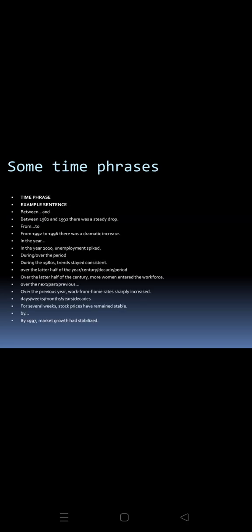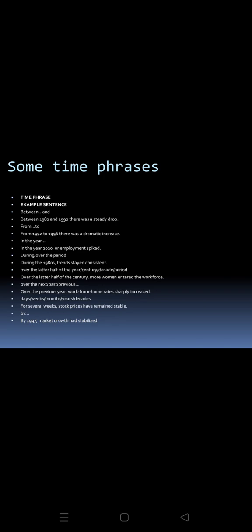So some time phrases are there. A time phrase means like between this and this, what happened? Between 1982 and 1992, there was a steady drop. From this to this, from 1992 to 1996, there was a dramatic increase. I've just used the words to show how it should be written.